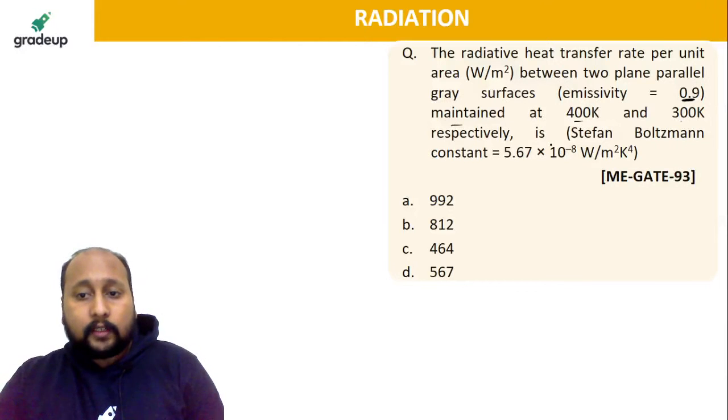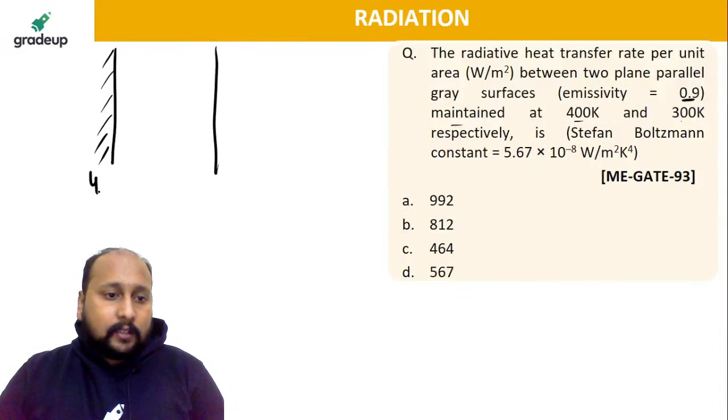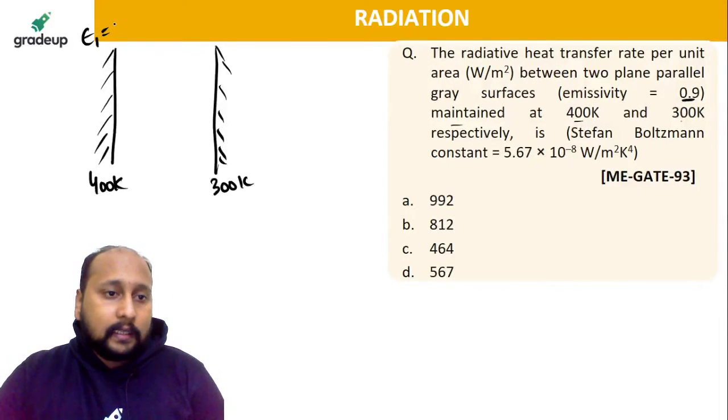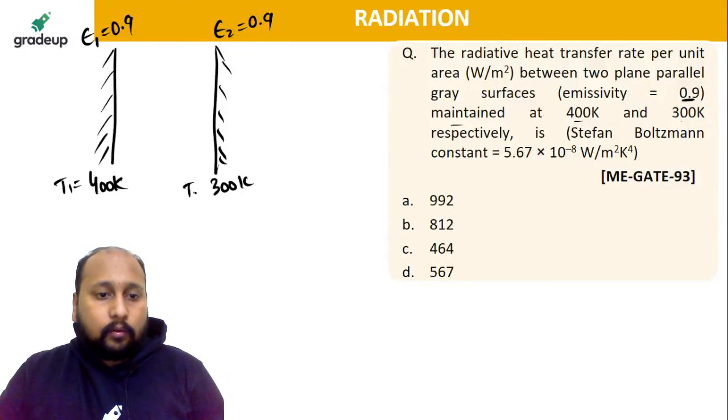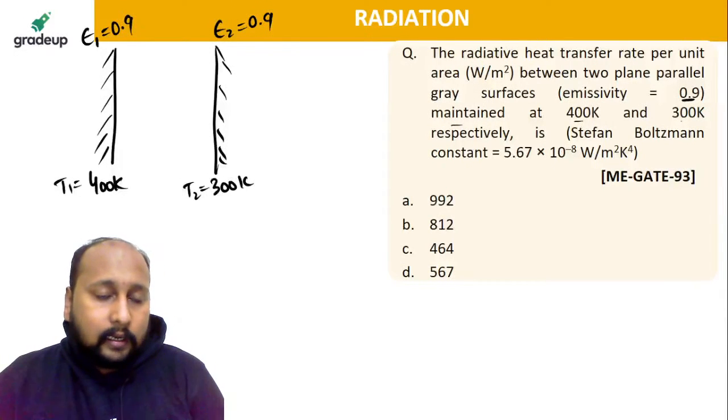The radiative heat transfer per unit area between plane parallel gray surfaces having emissivity 0.9, maintained at 400 Kelvin and 300 Kelvin respectively, is... That means we are having two parallel plates, one surface maintained at 400 Kelvin, the second surface maintained at 300 Kelvin, and both are gray surfaces. That means emissivity 1 is equal to 0.9 and emissivity 2 is also equal to 0.9. This is your T1, this is your T2. So tell me how many resistances will be there, 1, 2 or 3? Quickly respond.